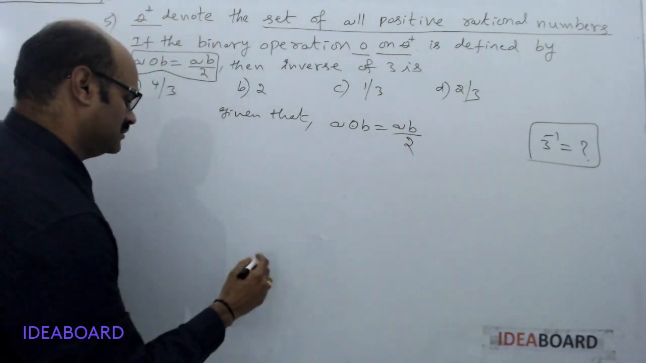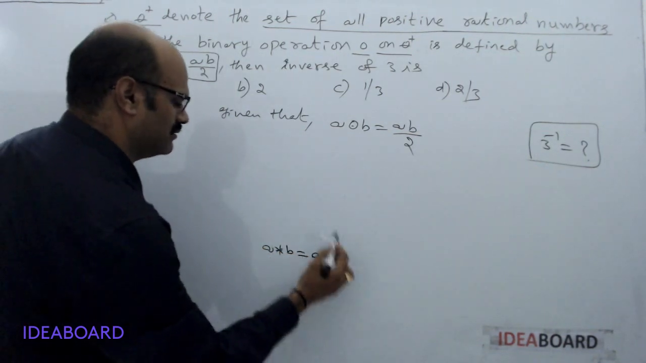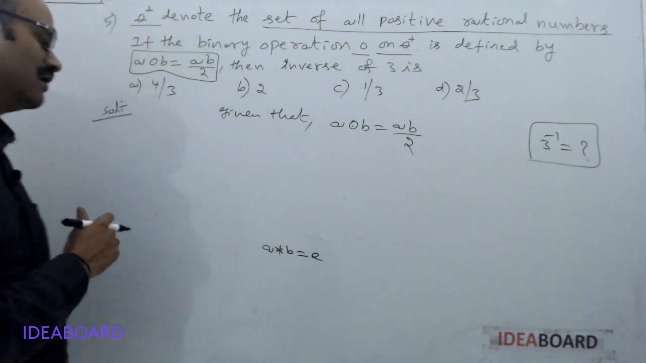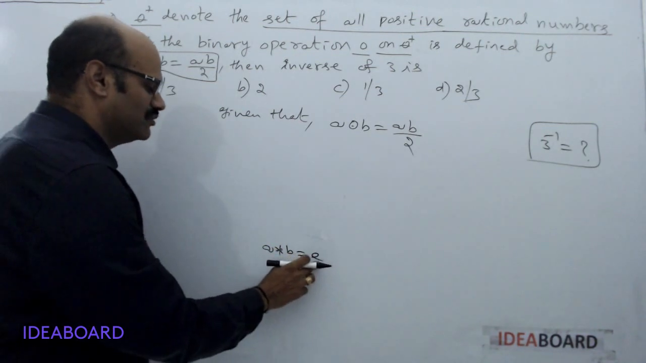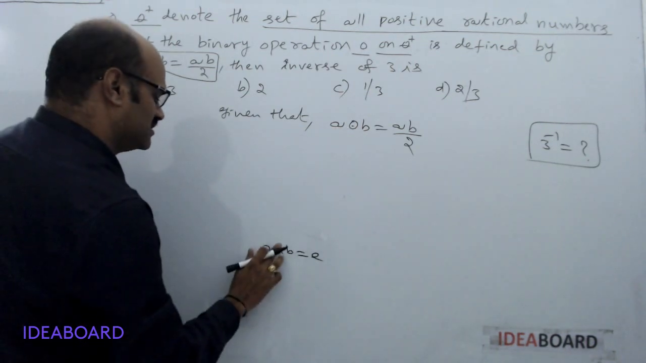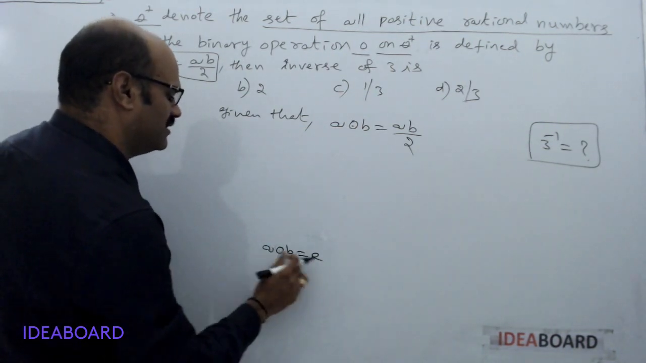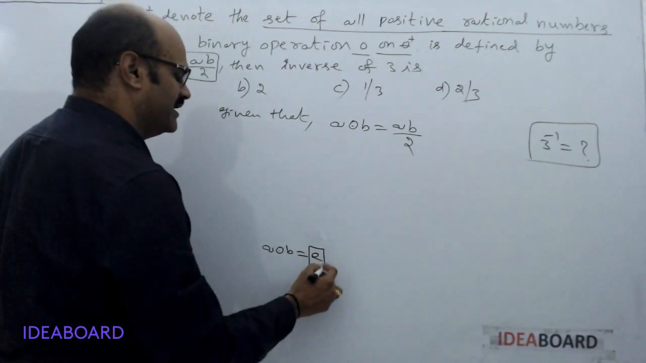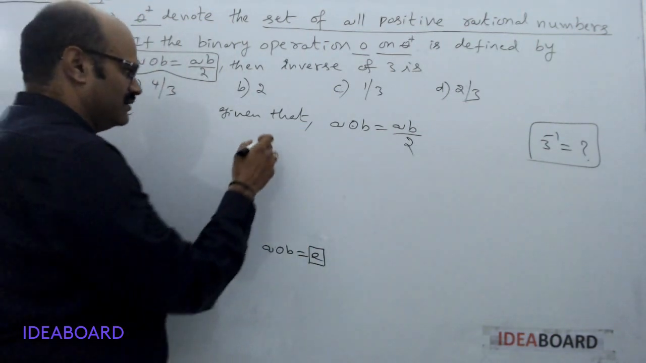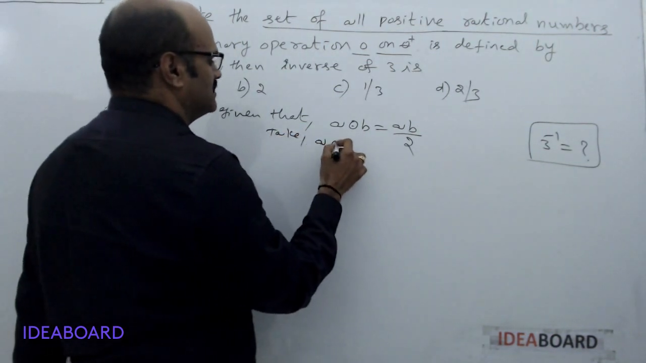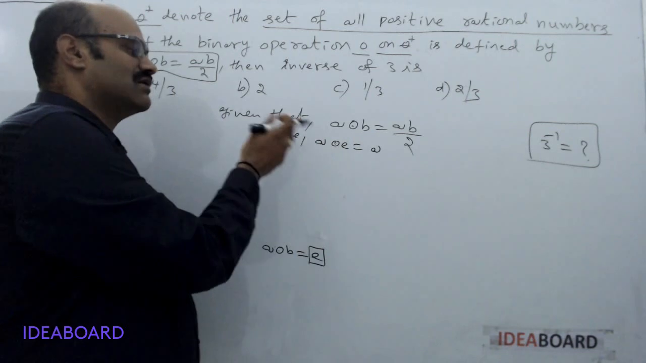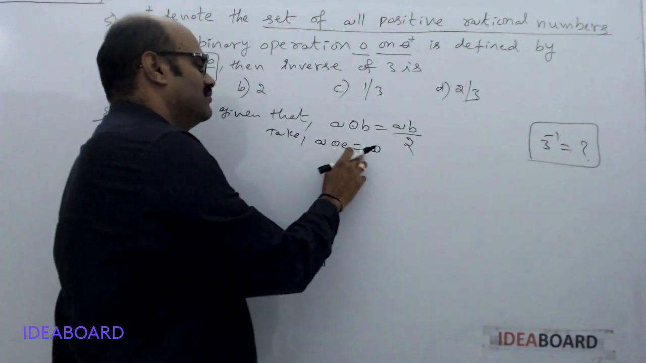The inverse law is A star B equal to E. Here B is said to be inverse of A, or we can take it as A star A inverse equal to E also. But here the binary operation is given circle, so let me take circle here. A circle B equal to E. But here we don't have the identity element, so we have to find E also here. So to find E, take identity law is A circle E equal to A. We know that A star E equal to E star A equal to A. So A circle E equal to A.